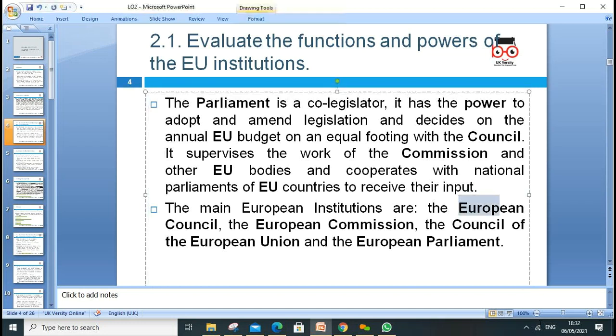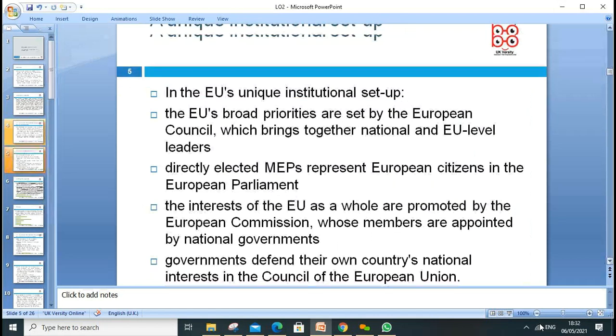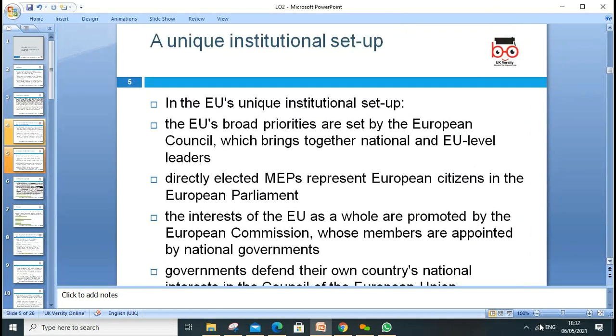The EU countries' parliaments, such as the UK Parliament and various others. The UK is now outside the EU and some treaties are still involved, but it's not a full treaty anymore. Okay, the main European institutions: the European Council, the European Commission, the Council of the European Union and the European Parliament. These are the main institutions within the EU.